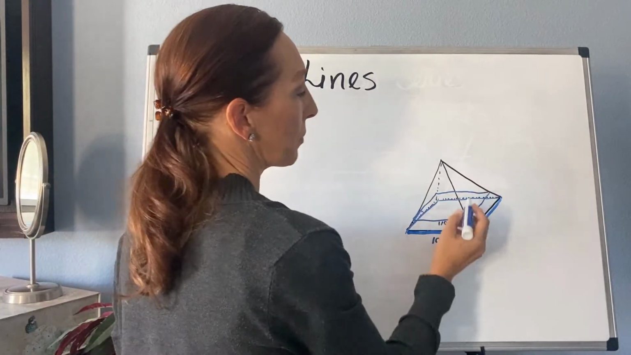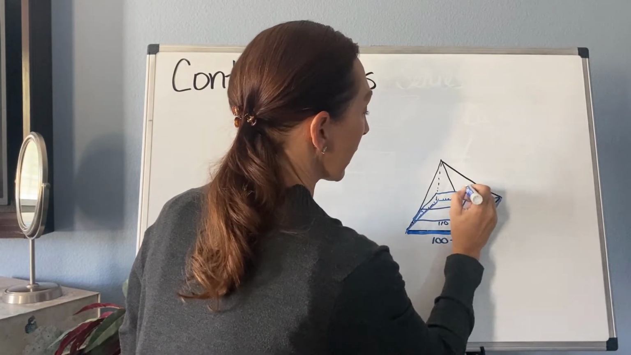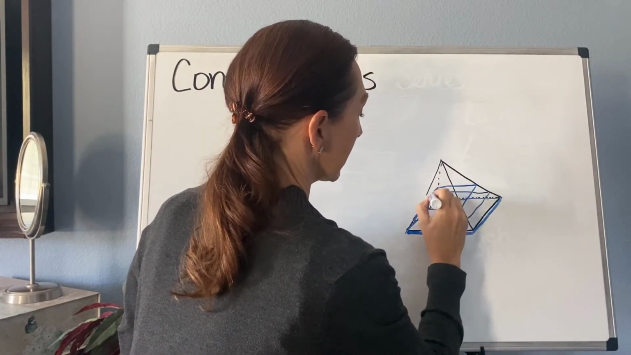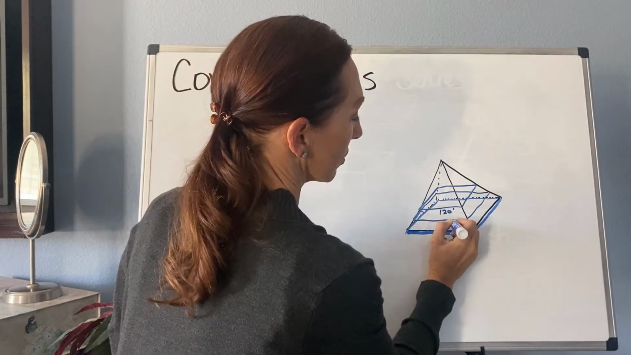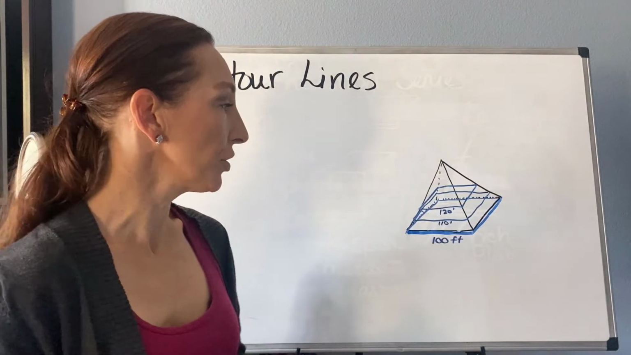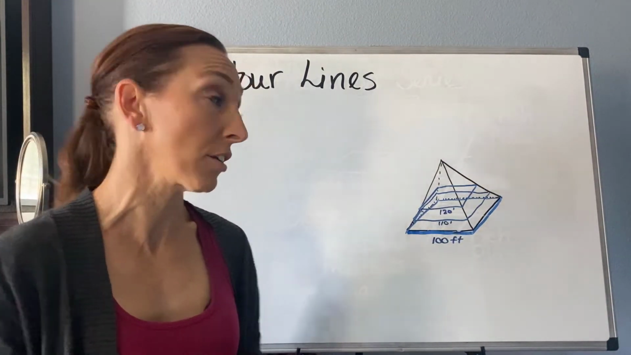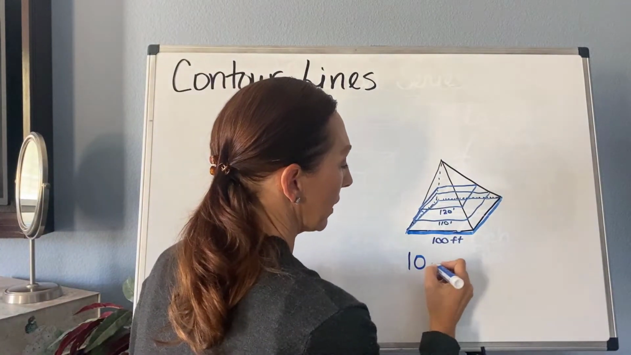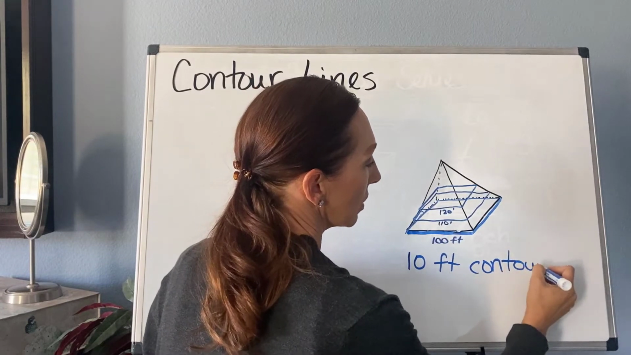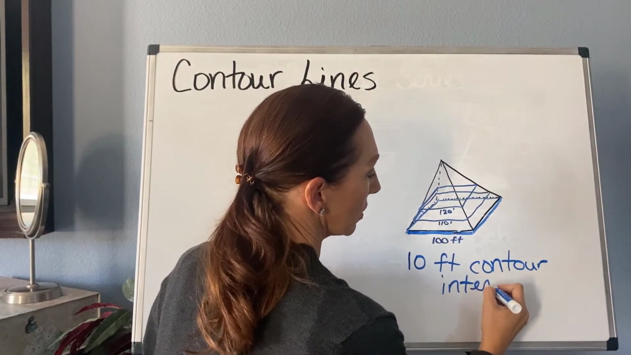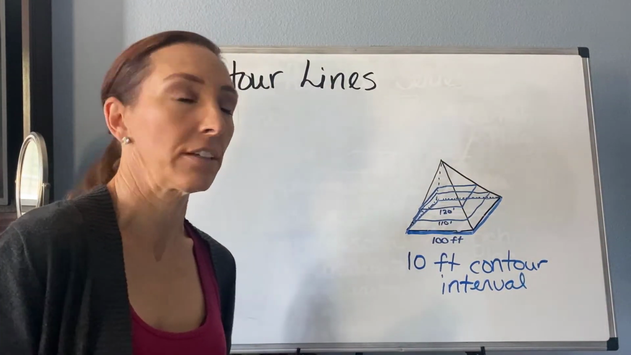And I could climb up another 10 feet. So I would do another lap, something like this, loop down, and that would be my 120-foot. Let's put a little dash there for the foot mark. What I've done here is create what's called a 10-foot contour interval, because I'm drawing a line every 10 feet in change in elevation.